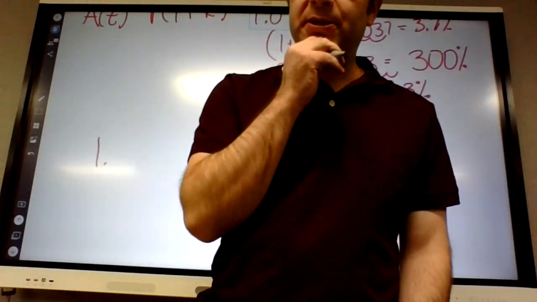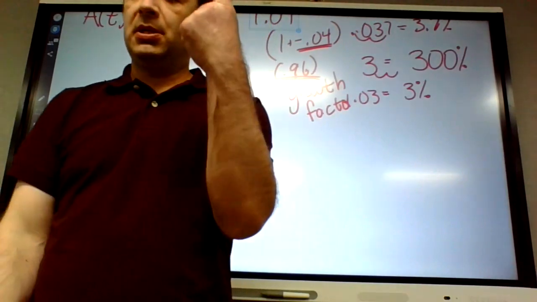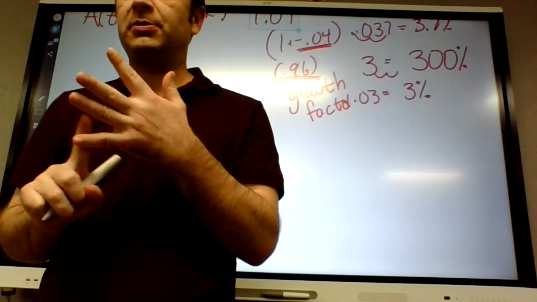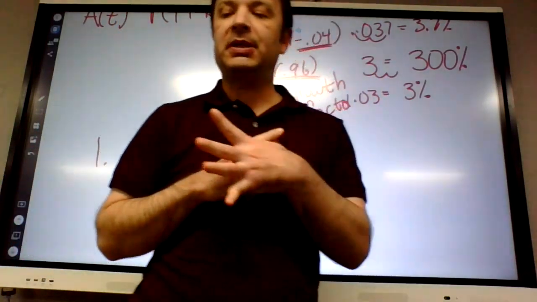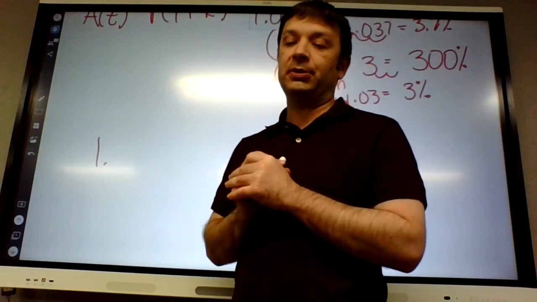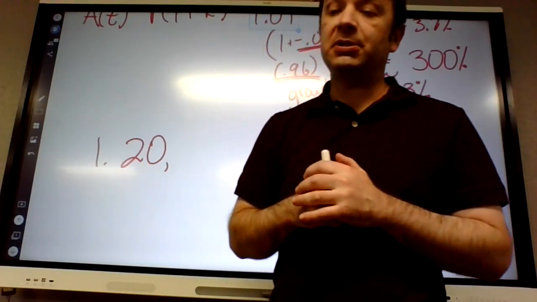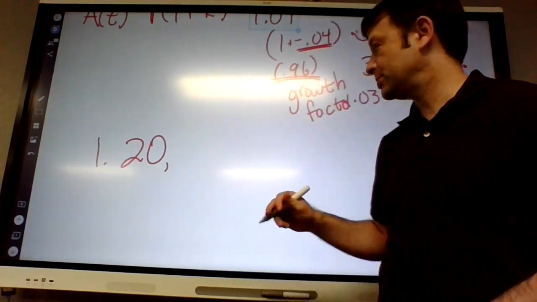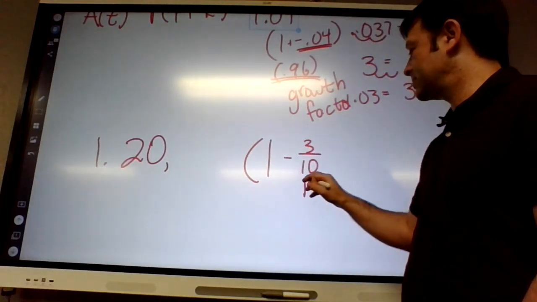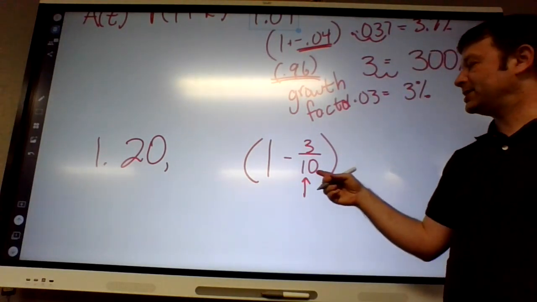Okay, number 1 says, for each exponential function, identify the initial amount, the percent change, the growth factor, then state whether the function models exponential growth or exponential decay. So we got 4 answers. Number 1, what is the initial amount? 20. That's the easy question. Second question, what is the percent change? Well, this number right here, the 3/10, is the change. But we need to change it to a percent. So what's 3/10 as a percent?